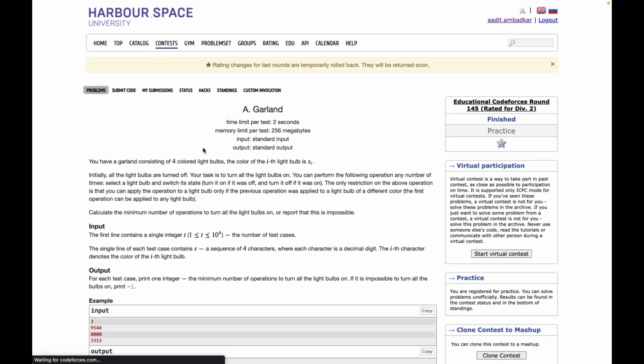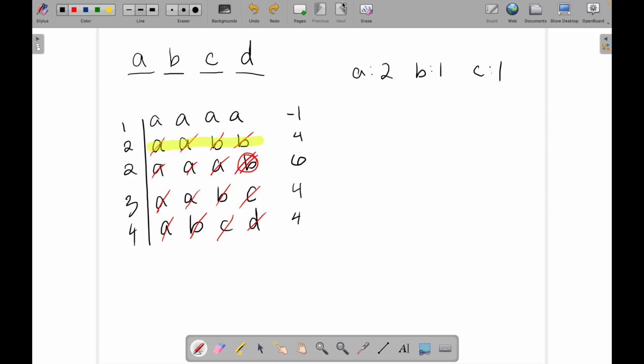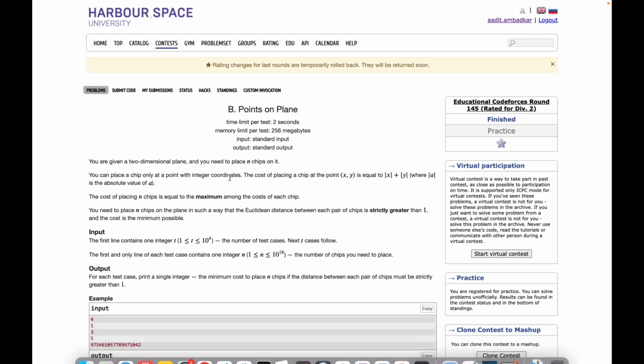So let's do that. So points on a plane. And let's just clear that. So you're given a two-dimensional plane and you need to place n chips on it. You can place a chip only at a point with integer coordinates. And the cost of placing a chip at the point x, y is equal to absolute value of x plus absolute value of y. And so this right here, this is called the Hamiltonian distance.